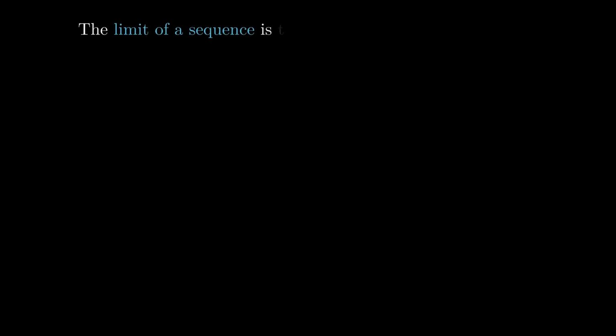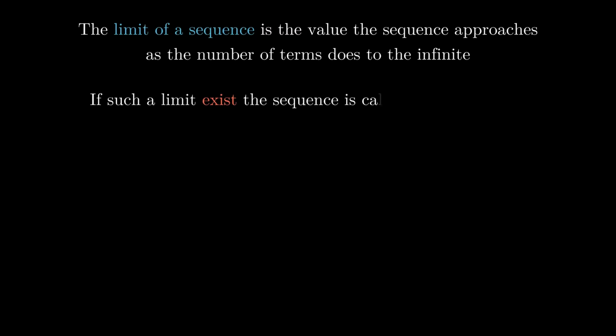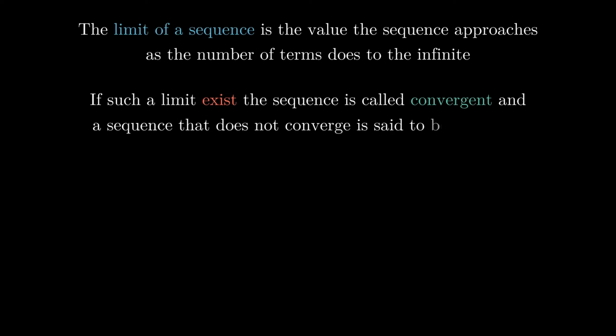The limit of a sequence is the value the sequence approaches as the number of terms goes to infinity. If such a limit exists, the sequence is called convergent, and a sequence that does not converge is said to be divergent. Here is the symbol for the limit as the terms go to infinity. The LIM sign and the part below it represent the limit formula. a_n represents the formula of the terms.